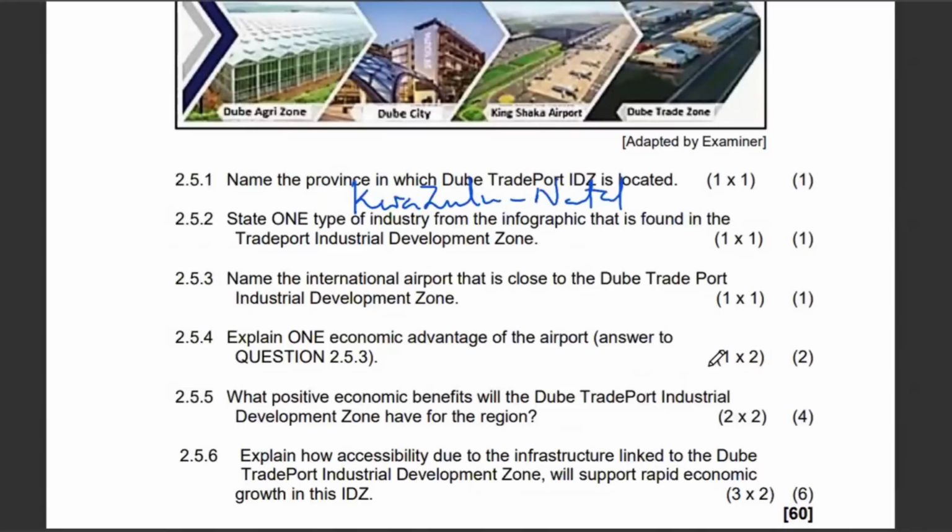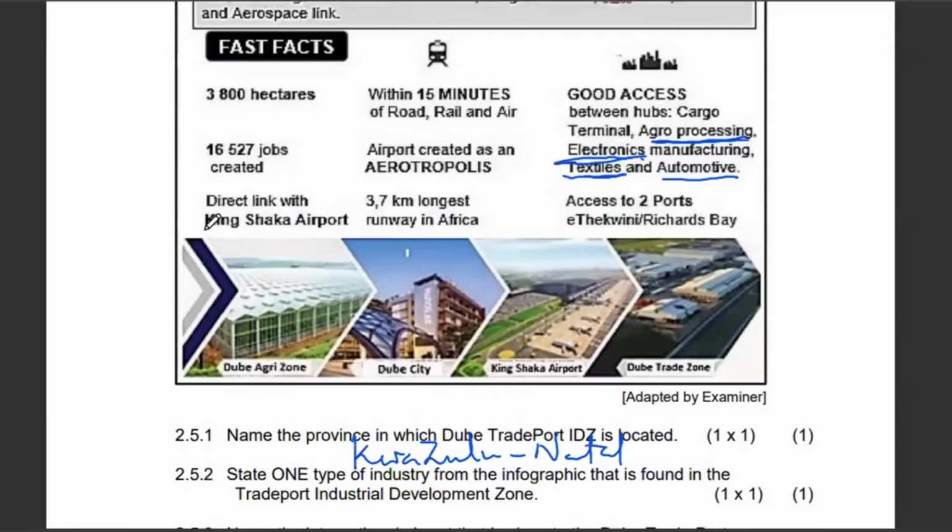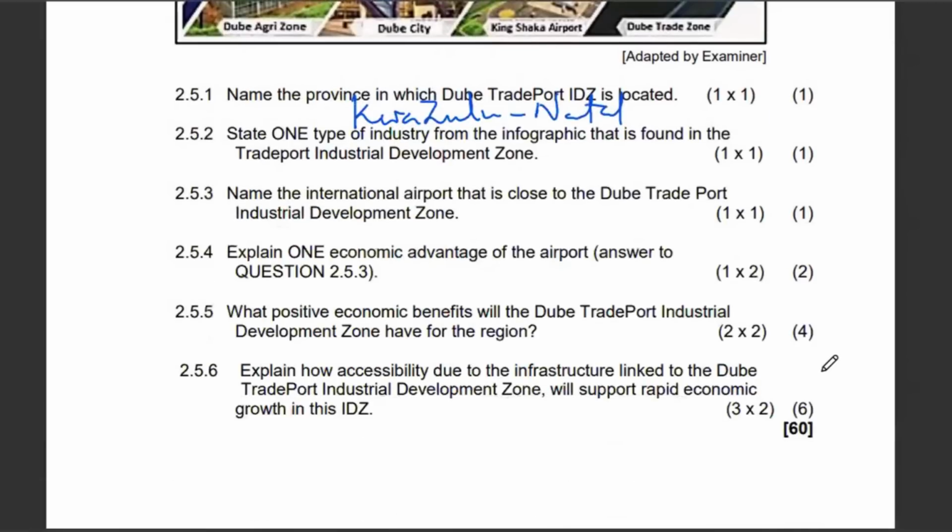Then number 253, name the international airport that is close to the Dube trade port industrial development zone. The airport given here is King Shaka Airport. There's a direct link with King Shaka Airport. Right, moving on to the next question. Explain one economic advantage of the airport that we've identified here. What is the advantage of the airport?